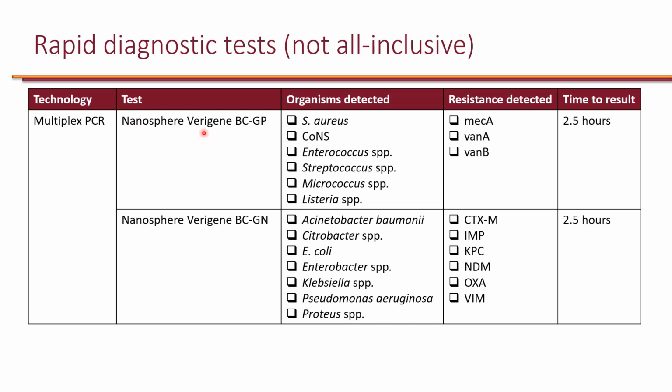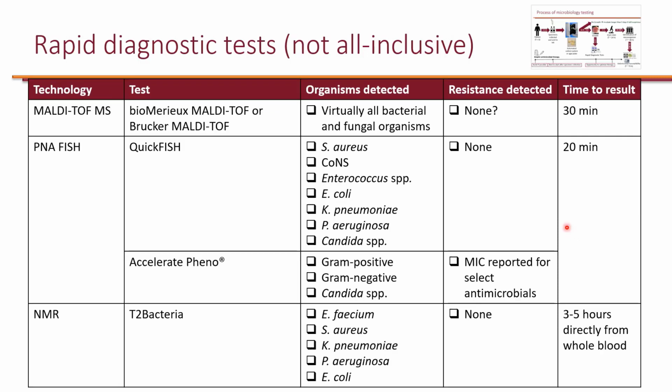Another test that's commonly used is the Verigene test. They have 2 different ones, one specifically for gram-positive and one for gram-negative. So these are, again, the organisms that it's capable of detecting and the resistance genes that go with them. And this one takes a bit longer, but still pretty reasonable. It will tell you the results in about 2 to 2.5 hours.